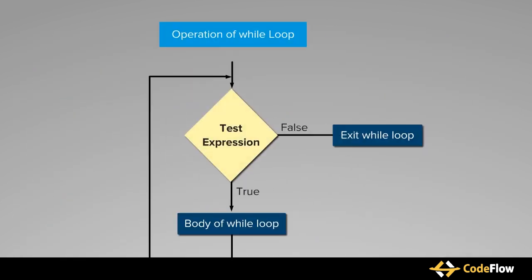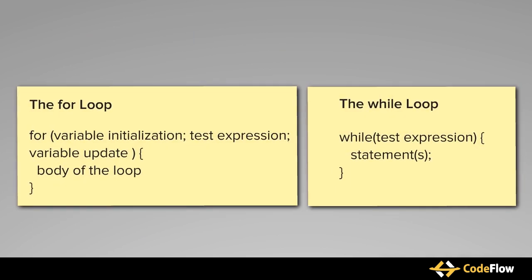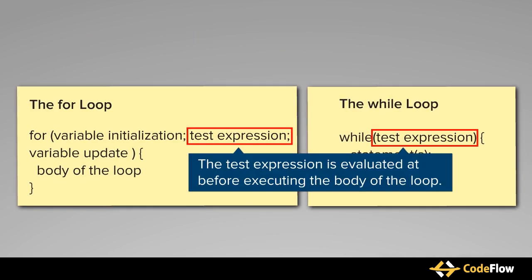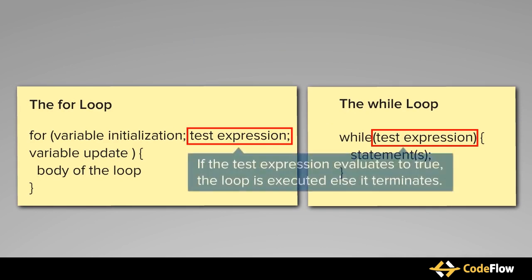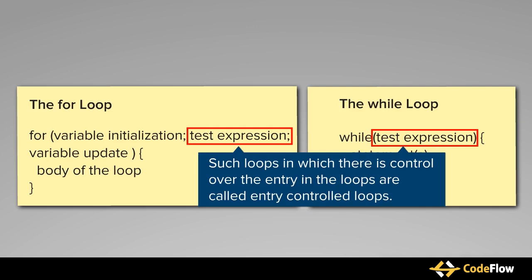The working of the while loop can be summarized with the help of a flowchart like this. It is clear from the flowchart that the body of the loop is executed as long as the test expression evaluates to true, else the loop terminates. So far we have learned for and while loops. In both of them, initially the test expression is evaluated before executing the body of the loop. If the test expression evaluates to true, the loop is executed, else it terminates. Such loops in which there is control over the entry in the loops are called entry-controlled loops.